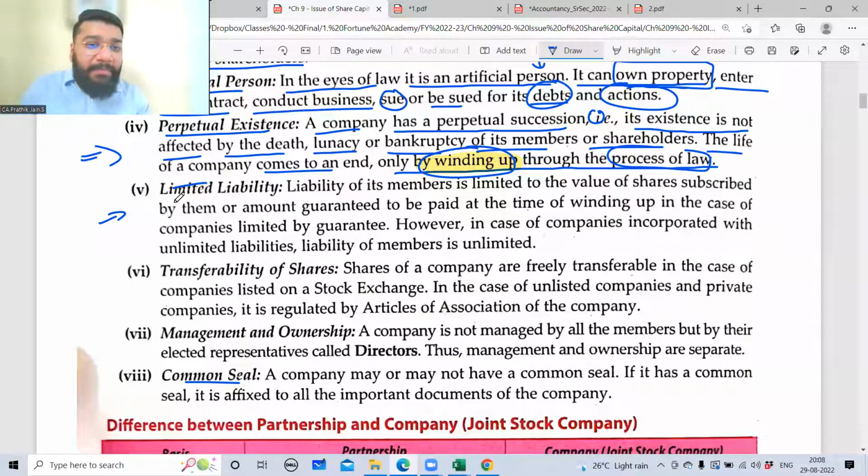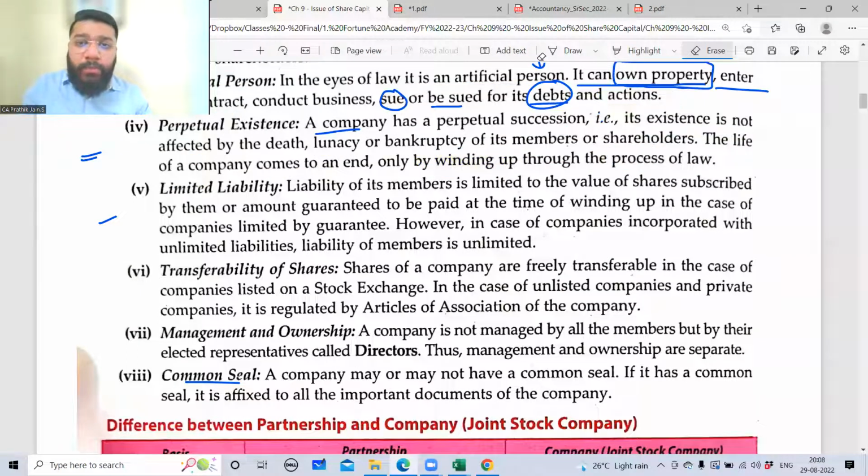Coming to the next concept, limited liability. This is a huge concept. I'll just put it very short here. I'll be discussing limited liability in detail probably in the next class. Here, guys, the liability of the members is limited to the value of the shares subscribed by them.